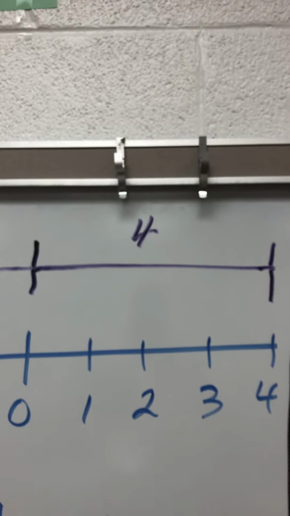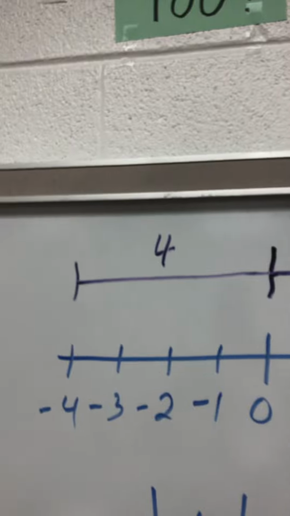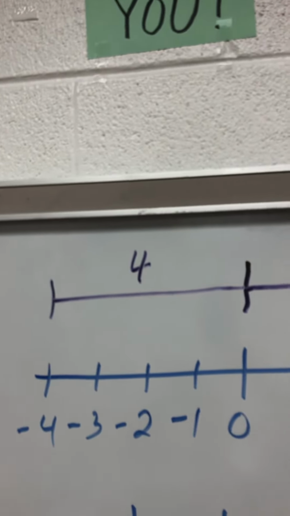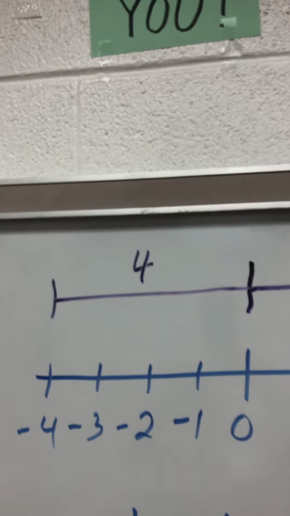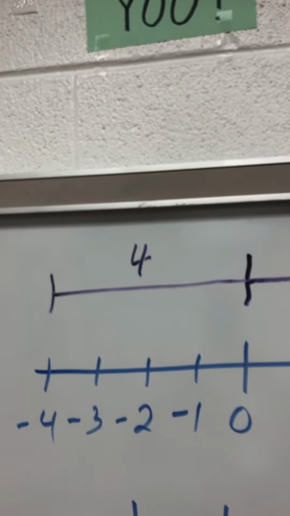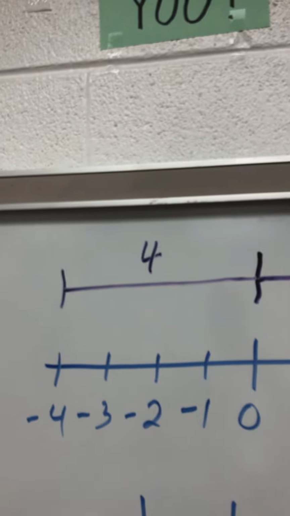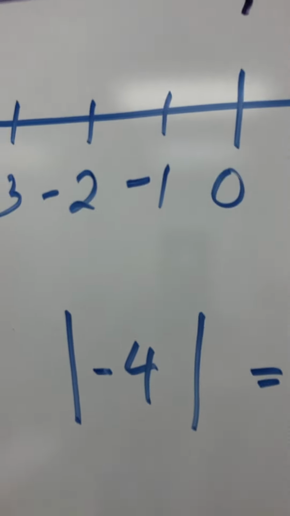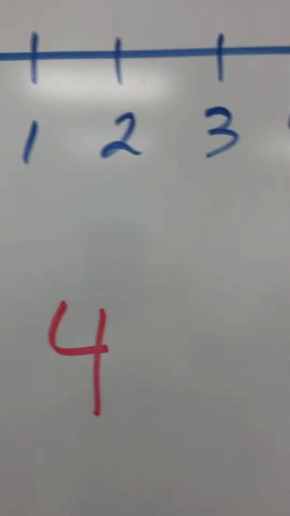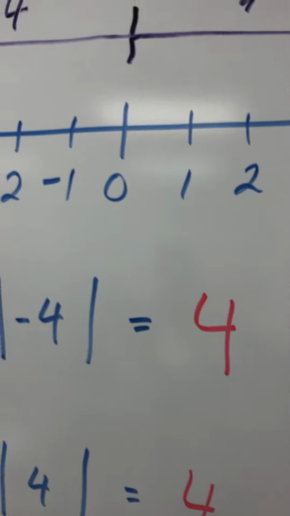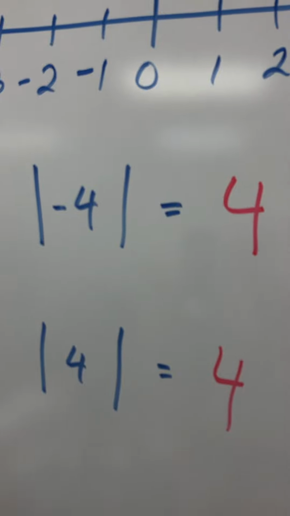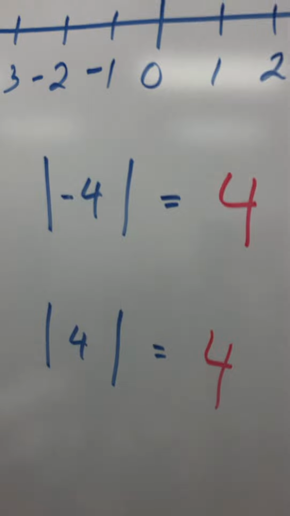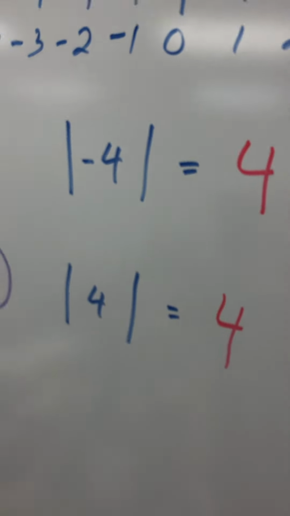But also on a number line, if you go from 0 to -4, would you agree that that's also a length of 4? Okay, so there's no such thing as a negative length. So if you have what's called the absolute value of -4, the answer is 4. But also if you have the absolute value of +4, the answer is 4. So when you have absolute value, the answer will always be positive.